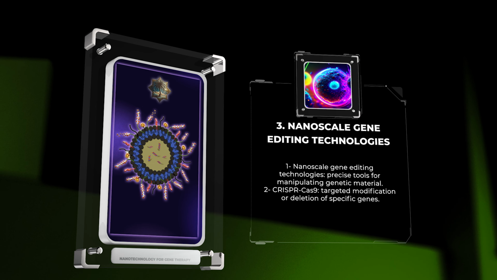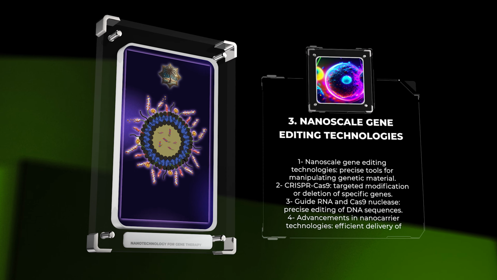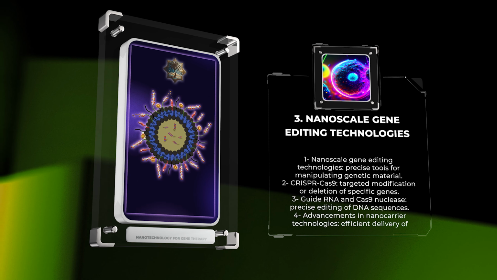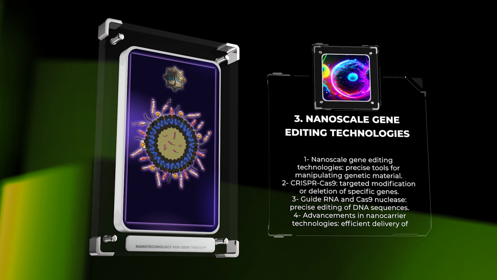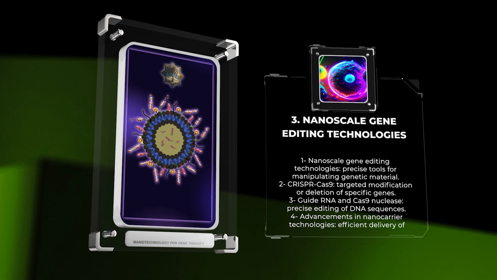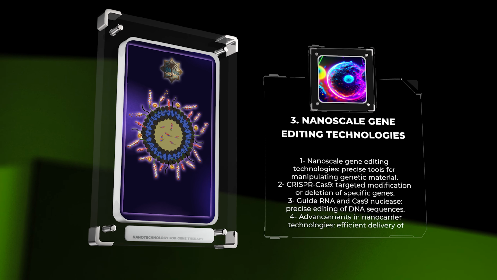Nanoscale gene editing technologies have revolutionized the field of gene therapy by providing precise tools for manipulating genetic material. One of the most prominent nanoscale gene editing techniques is the clustered regularly interspaced short palindromic repeats, CRISPR, associated system. CRISPR-Cas9, for instance, enables the targeted modification or deletion of specific genes within a cell's genome.